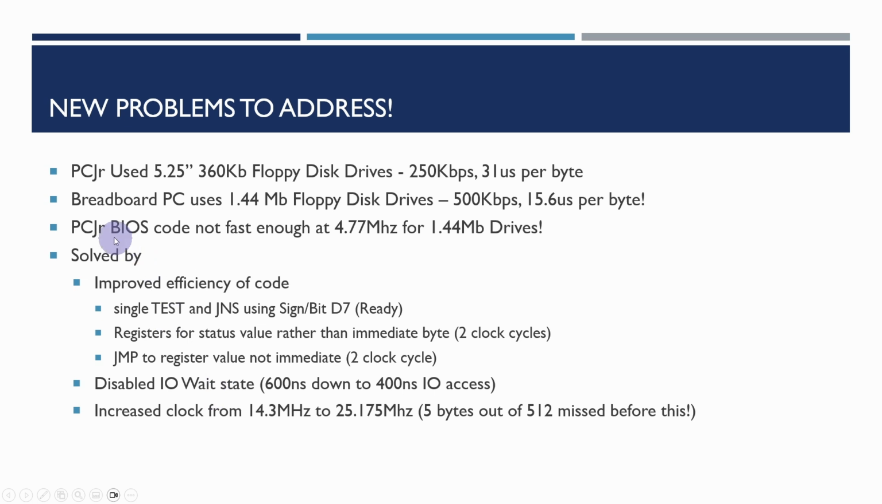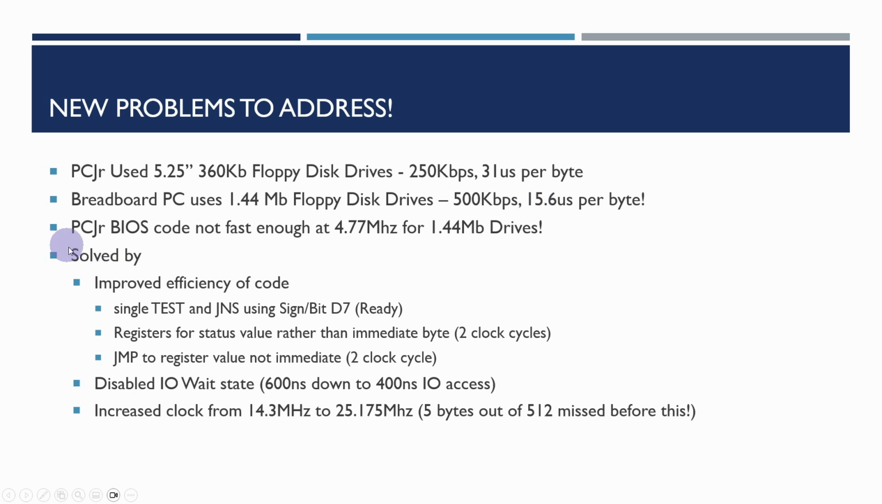So the main problem I had when doing version 1 is that the PCJr was used to work with 360K floppy disk drives. Now these worked at about 250 kilobits per second, so that's about 31 microseconds per byte. But the high density floppy disk drives actually work at twice that rate, so they use 500 kilobits per second. That only gives you about 15.6 microseconds per byte.